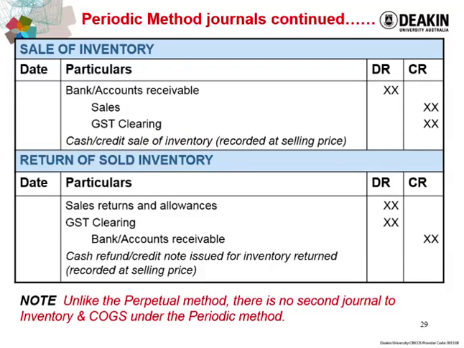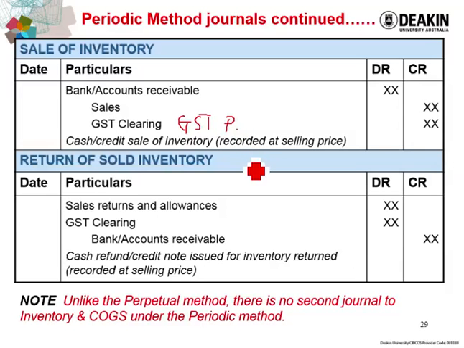When we sell inventory, we debit bank or accounts receivable with selling price, and this amount always includes the GST. We credit sales revenue at selling price, but this does not include GST. And we credit GST clearing. When we credit GST clearing, it means that we have GST payable, because when we sell inventory, we collect tax from customers, which is actually payable to the ATO.